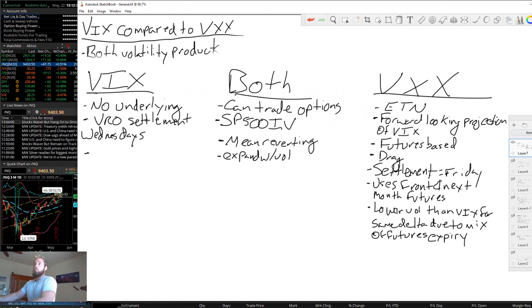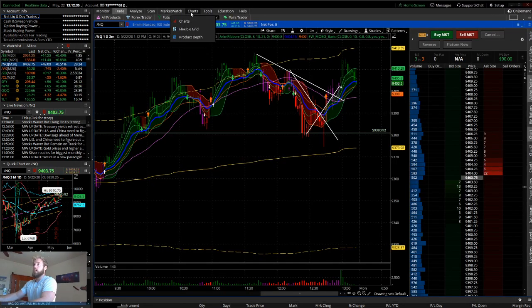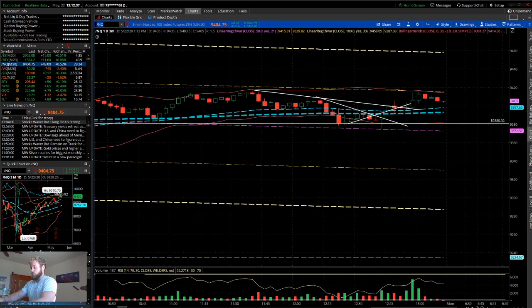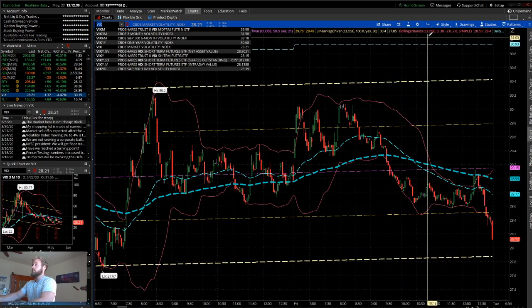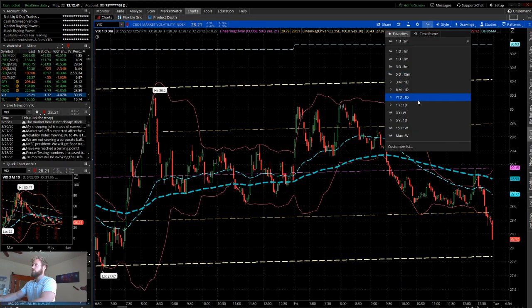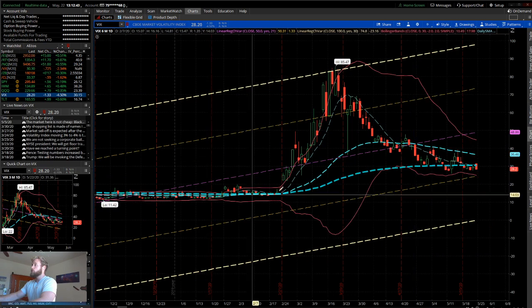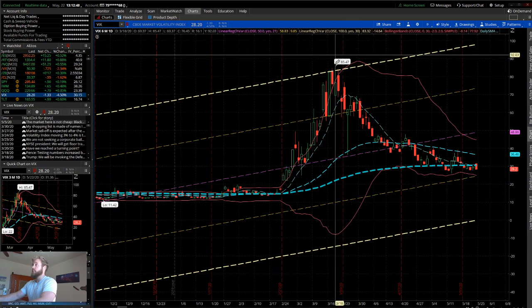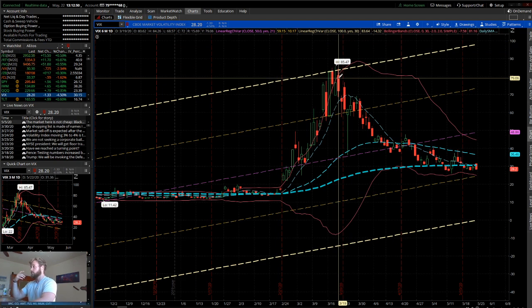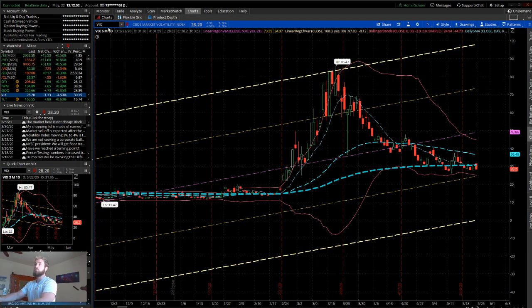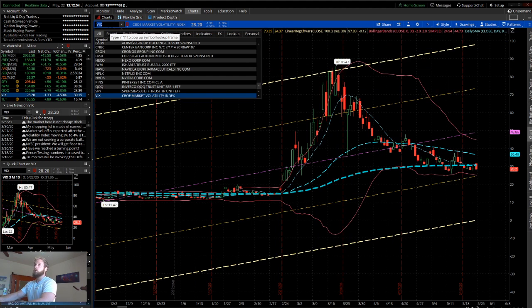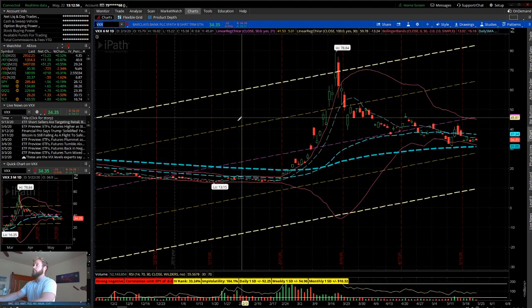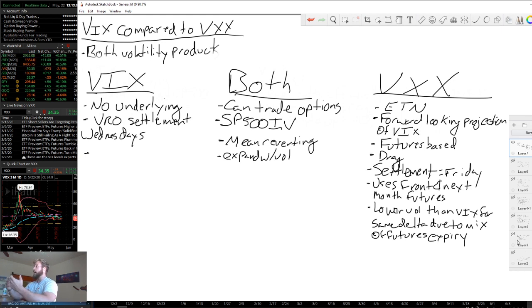If I pull one up just for general context, let's do the VIX. I'm going to zoom out a little bit. This chart's a little close. So you can see it went from essentially $14 to $85. That is a parabolic style move. And both of these products will have movements like that due to their structure. They rise and fall rapidly with changes in volatility.